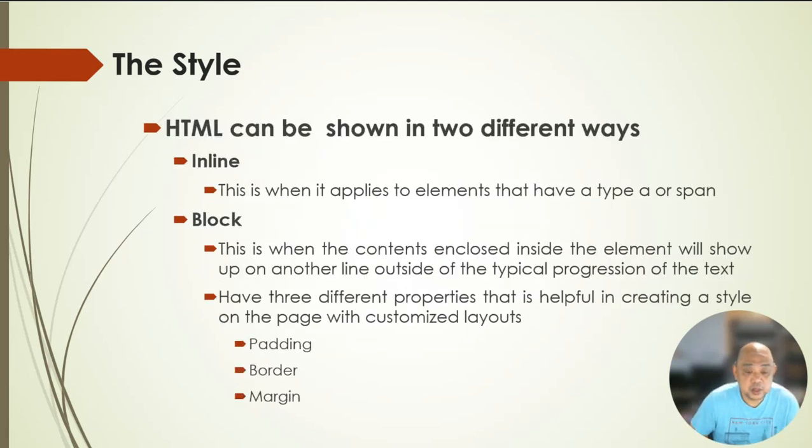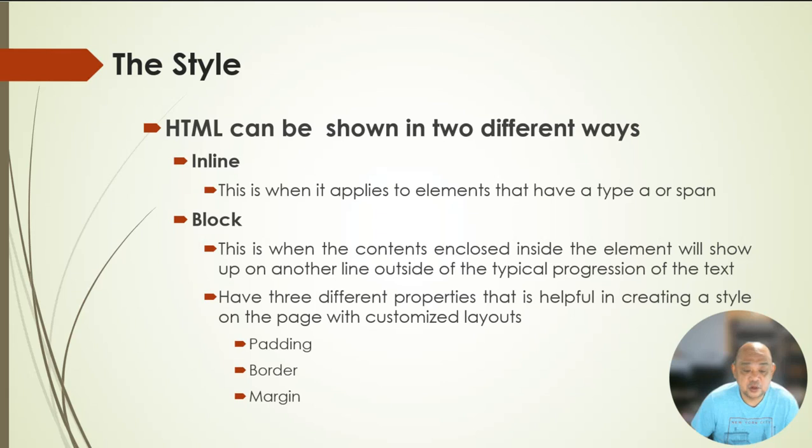HTML elements can be shown in different ways. It can be inline or block. Inline is applied to elements that have a type A for links, or span. Block is when the contents are enclosed inside the element. It will show up on another line, outside of the typical progression of the text.